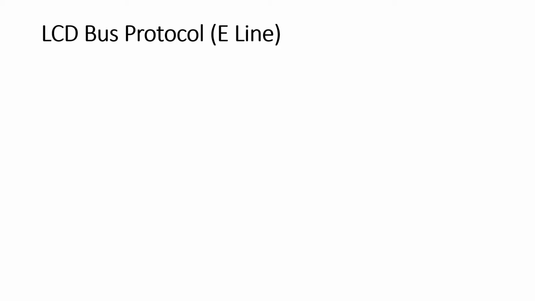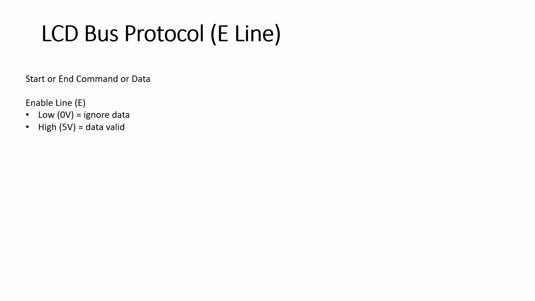The last of the three control lines is the enable line, E line, which is used to start or end command or data processing, and it is low as long as the data which is presented to the interface should be ignored, and it is high as soon as the data on the interface is valid. The enable line is always operated from the CPU side and is always input to the LCD display.